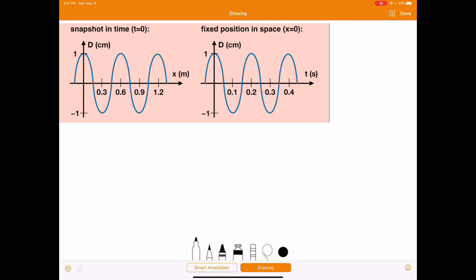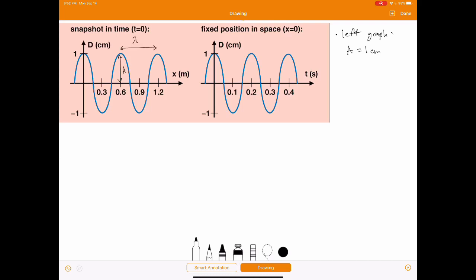Okay, so we'll start by thinking about what information we can get straight from the graphs just by looking at these two graphs. So if we look at the graph on the left, we can see a few things. First, the amplitude. That's the height of the wave from the equilibrium position all the way to the crest. The amplitude is 1 centimeter. That's the maximum displacement.